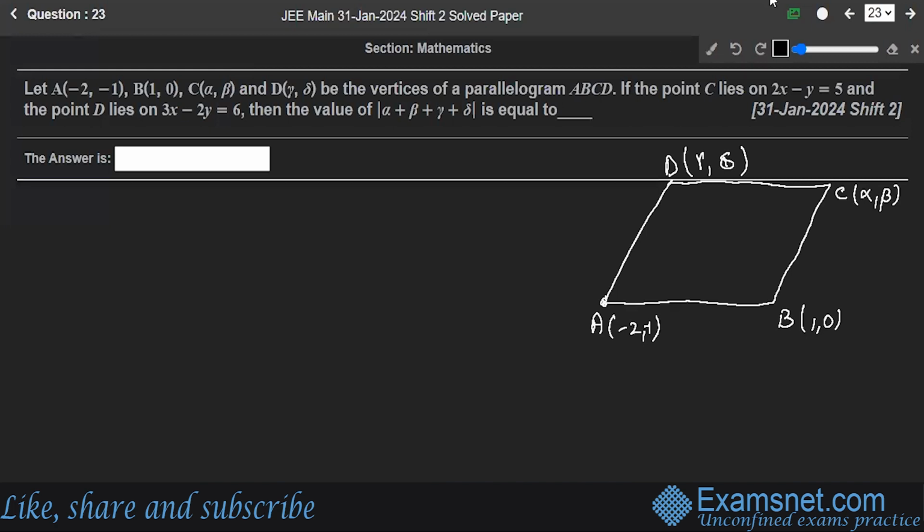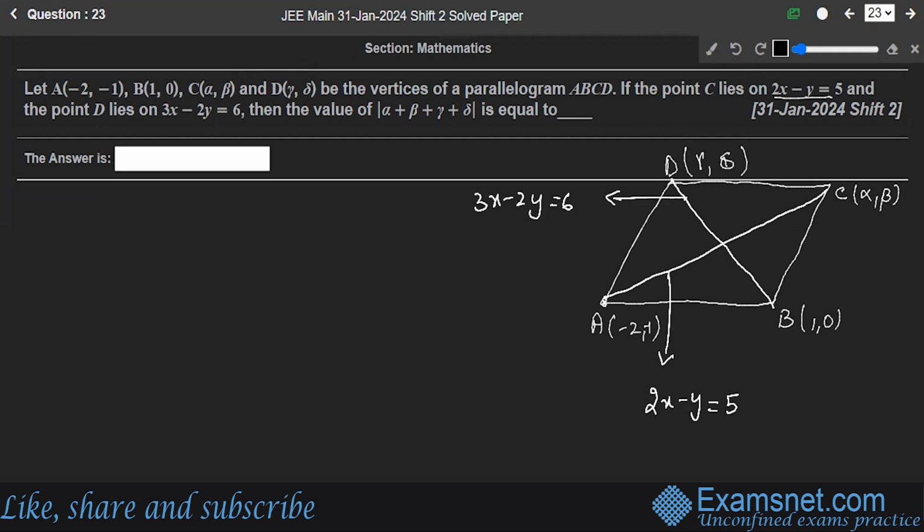Question number 23. Let A be the point this, B be the point this, C be this, and D be this. These are the vertices of the parallelogram ABCD, which is drawn over here. If the point C lies on the line AC, you are given the equation for this line AC as 2x minus y is equal to 5, and also you are given that the point D lies on the line 3x minus 2y is equal to 6. You have to find out alpha plus beta plus gamma plus delta.